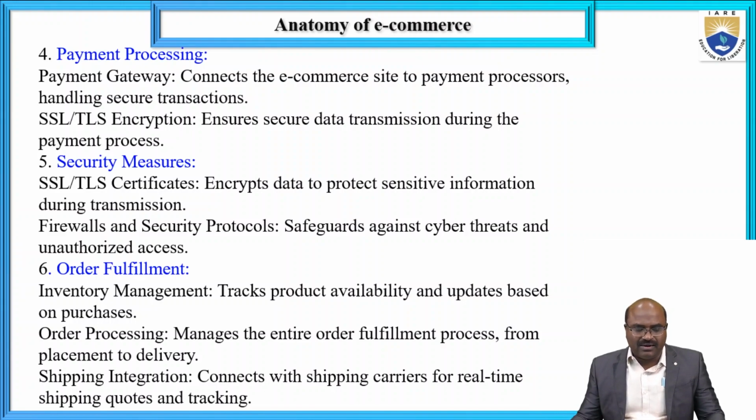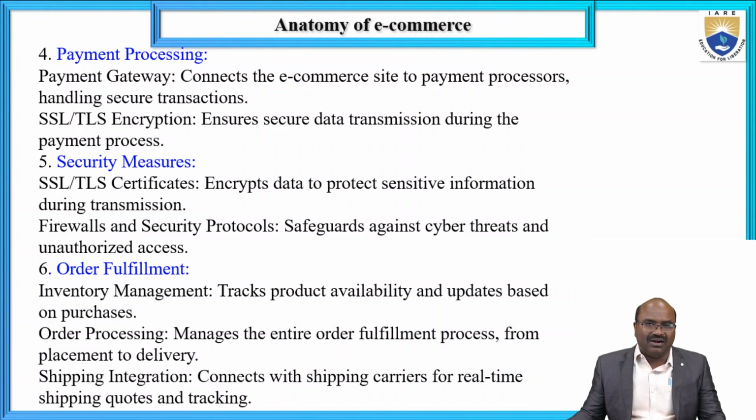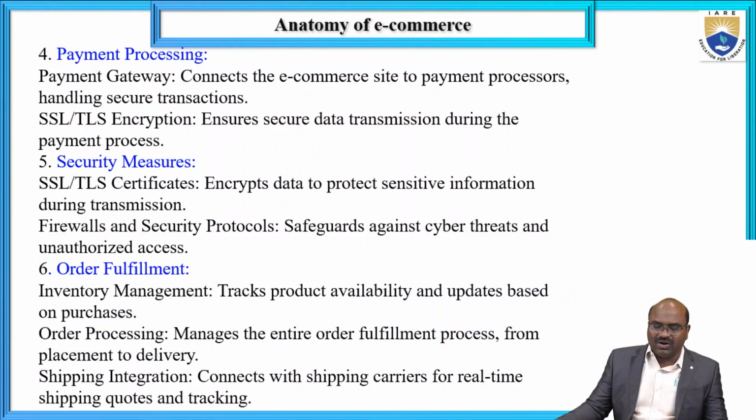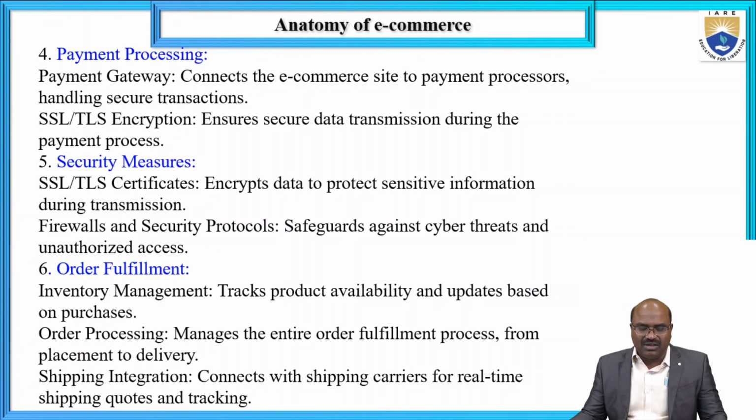And the remaining thing is order fulfillment. Order fulfillment means inventory management: tracking the product availability and updating based on the purchase. We can book any order. What about the status of the order? The order is booked, the order is released. What about the stages? Stage number one, stage number two, and so on. Meanwhile, where is your order? Those things are also required.